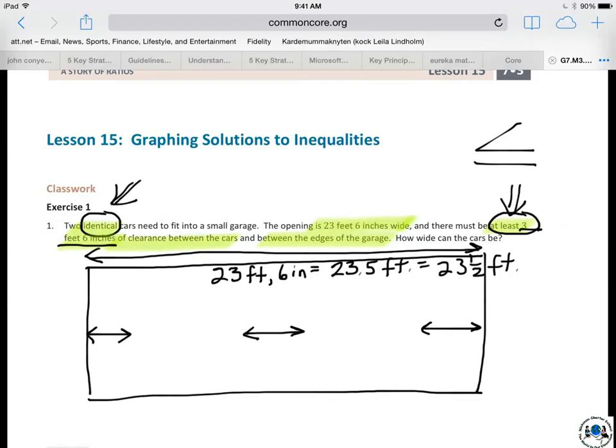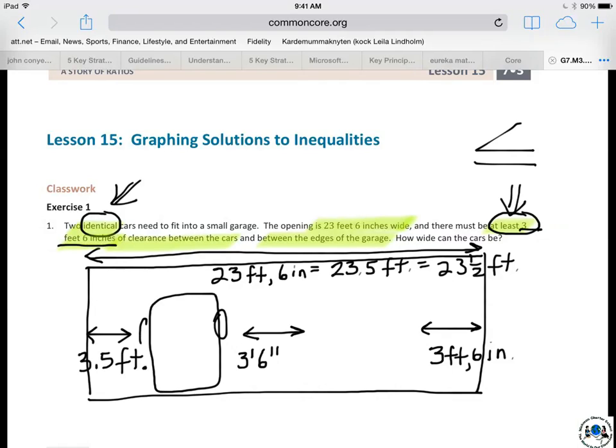Let me continue with my drawing. You see how I've drawn these three little arrows, these sections here, and let's see what they mean. Those are the 3 feet 6 inches that we need to pay attention to. We need to have space between the cars and the wall, and the cars and the cars themselves. Three different ways to write 3 feet 6 inches.